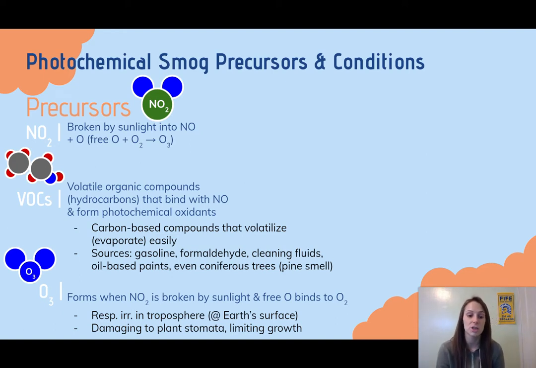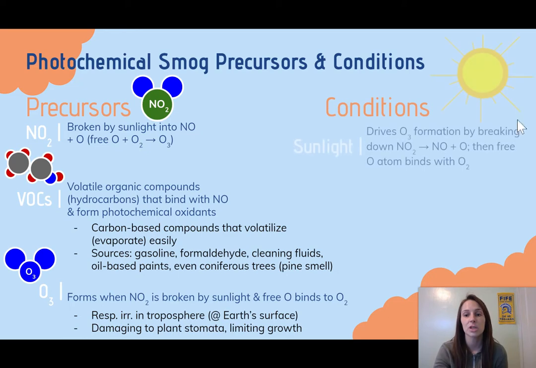Additionally, it's also damaging to plant stomata. And it's going to limit growth because the plant stomata, remember, are the little holes in the plant's leaves. That's how they breathe in carbon dioxide and breathe out oxygen. So when you're damaging that, it's going to impact the growth of plants.